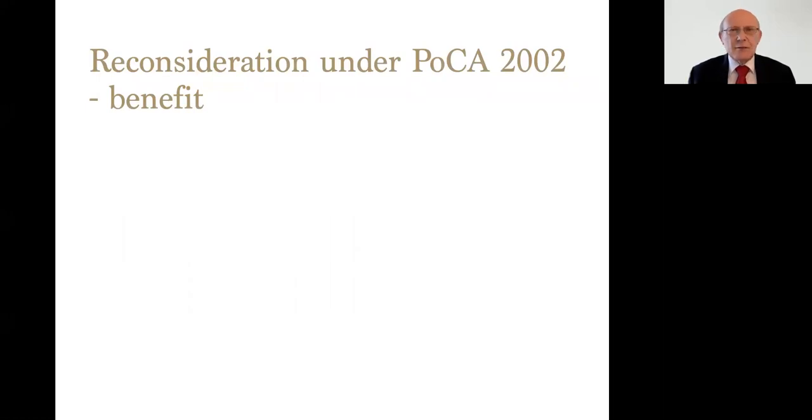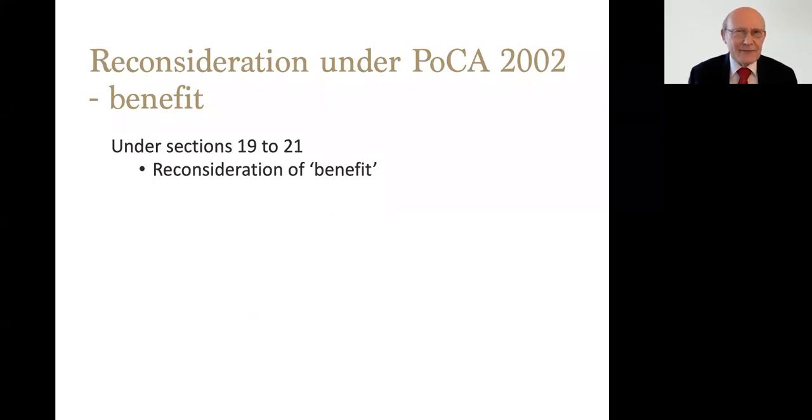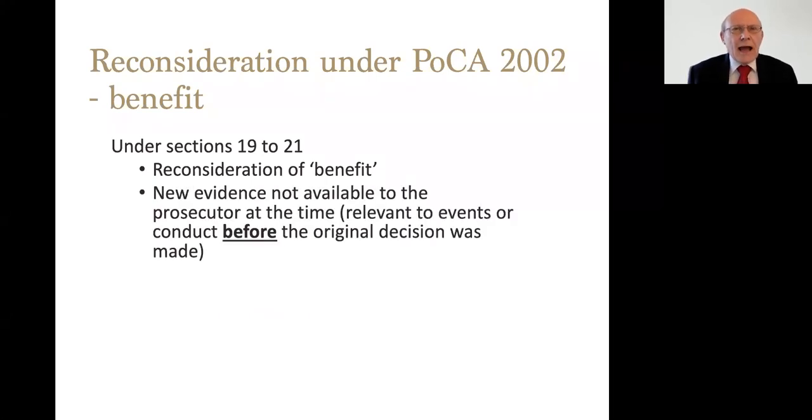Let's have a look at where section 22 sits within the Proceeds of Crime Act. And it sits amongst a group of sections dealing with reconsideration of a confiscation order. Sections 19 to 21 deal with reconsideration of benefit. And they deal with the situation in which there is now new evidence which was not available to the prosecutor at the time the court previously made its decision about the confiscation. So there's new evidence available, and that evidence relates to events or conduct which occurred before the original decision was made.